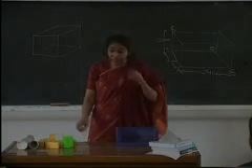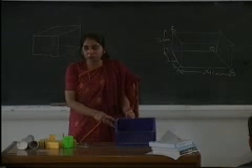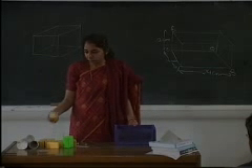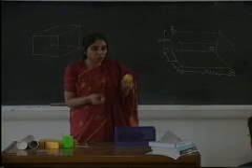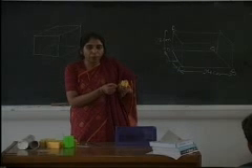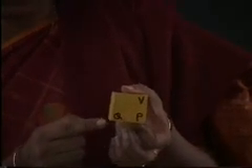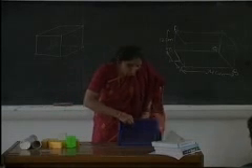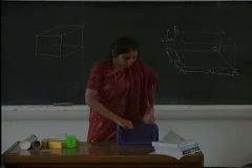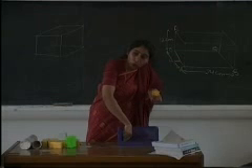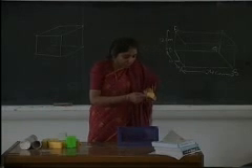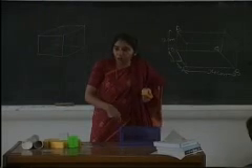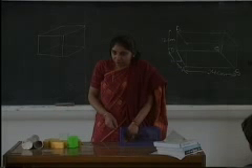Let us try to find the volume of this cuboid using this unit cube. How do we do this? I take this unit cube, the length PQ of this unit cube, and place it along the length OC of this cuboid. PS, the breadth, I place along OA of this cuboid, and PV along the height OE, like this.